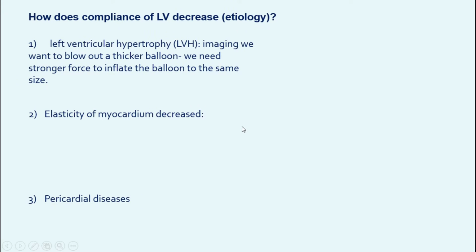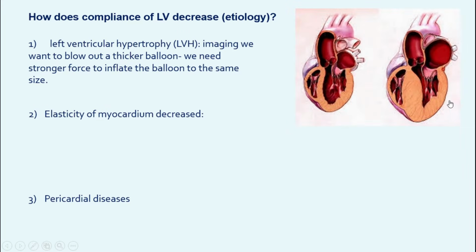The causes of diastolic dysfunction can be categorized in three groups. First, when we have left ventricular hypertrophy. As you see, when we are going to inflate a thicker balloon, the pressure should go higher. At the top of this group is when we have a genetic problem, like hypertrophic cardiomyopathy, or when we have high afterload, in situations such as moderate to severe aortic stenosis or uncontrolled hypertension.